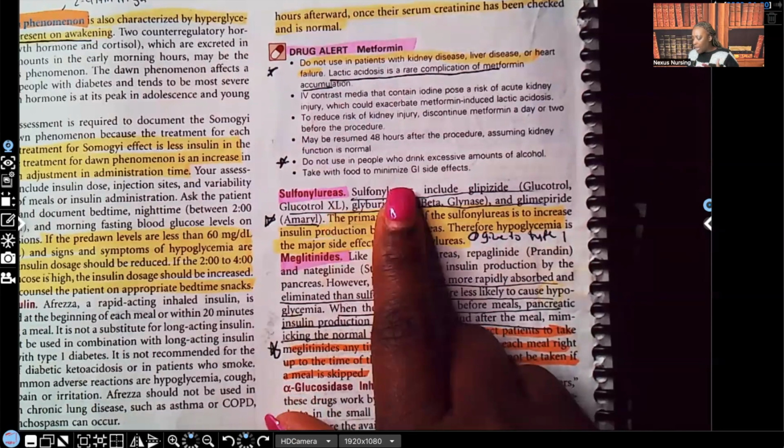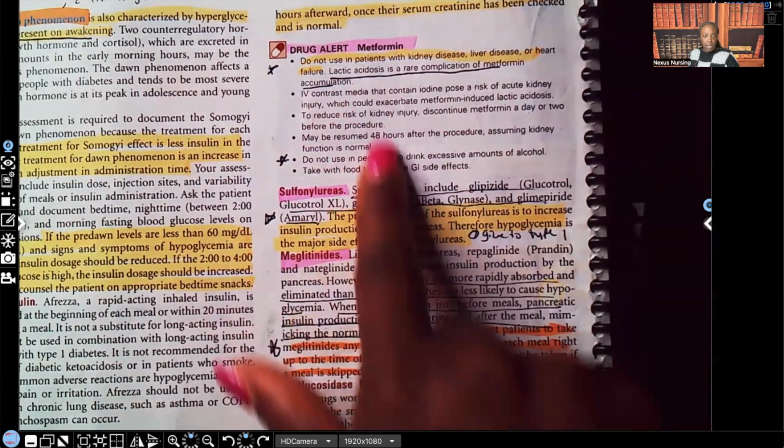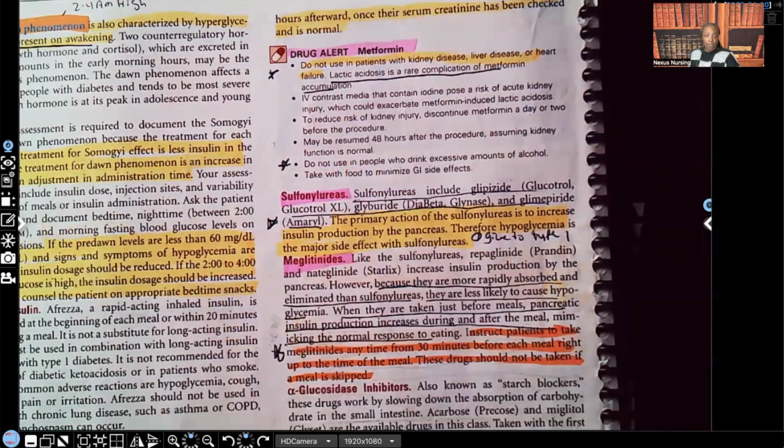Take with food to minimize GI effects. Make sure you guys take a look at this for metformin. You need to know all of it. All right, let's move on to sulfonylureas.